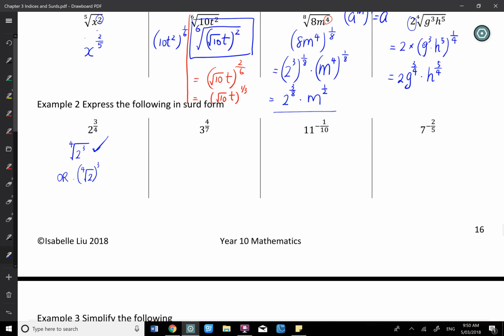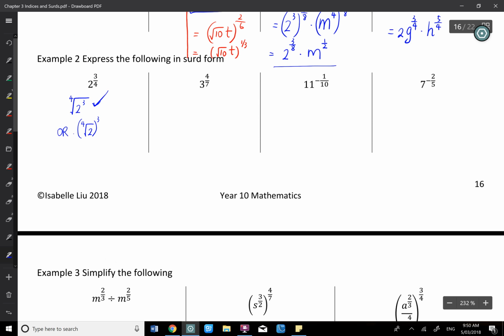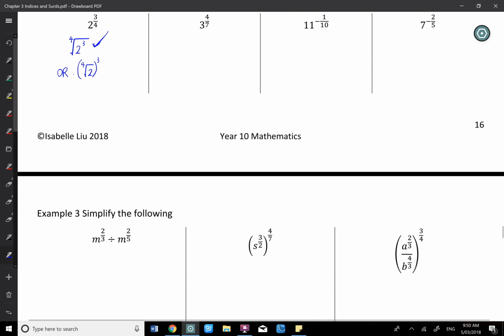If you have done this example, you can try the next one. I will wait a couple of seconds and then go through the result with you. You can keep going with the rest.